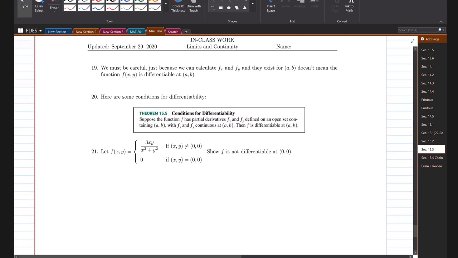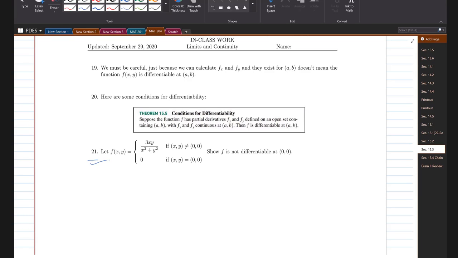I'm going to postpone this example. If I don't get to this example, I won't hold you responsible for it. But let me just say that there are these two ideas that carry over from Calc 1. If you're looking at a function that's not continuous, there's no way it can be differentiable. Right?